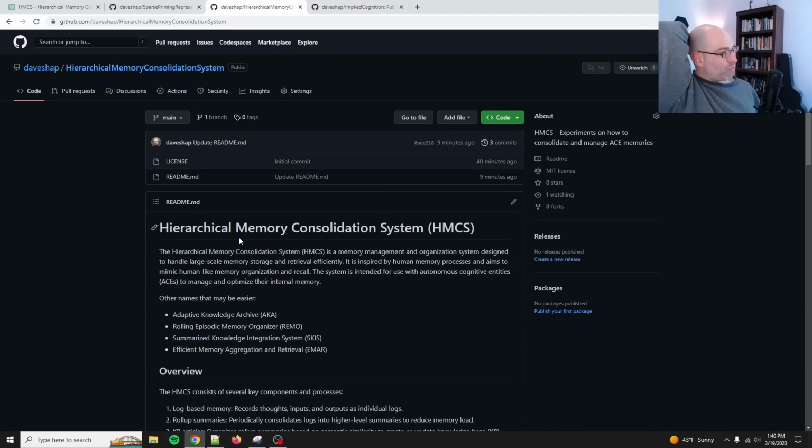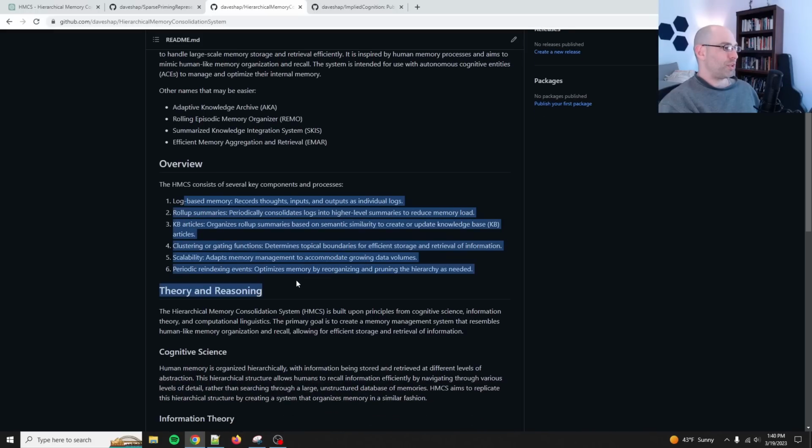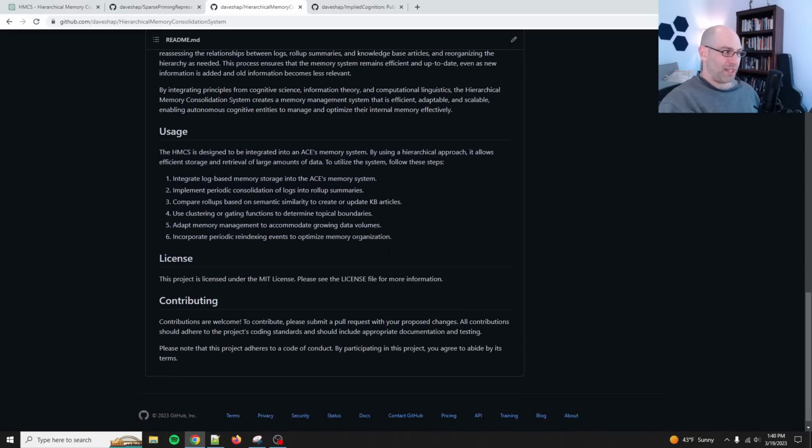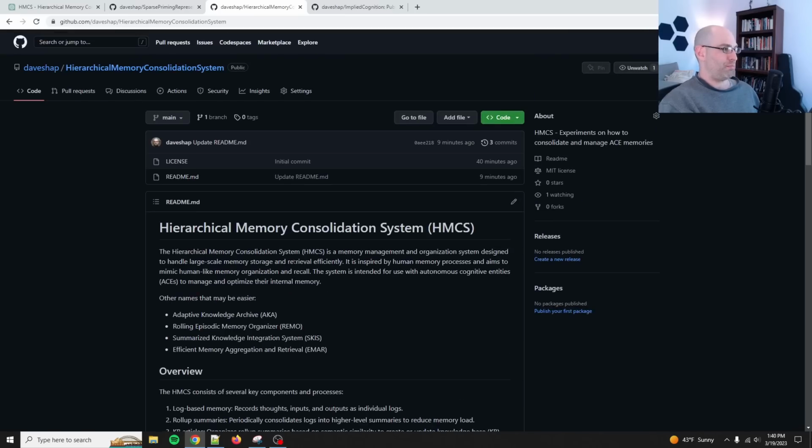I probably will try and get a little bit more information because it gives you an overview. It gives you some of the theory and reasoning. It tells you the basics of how to implement it. But I don't have any examples yet, so it might be more difficult. One of the reasons that I don't have examples is because I haven't fully implemented this yet. But it is here in theory.